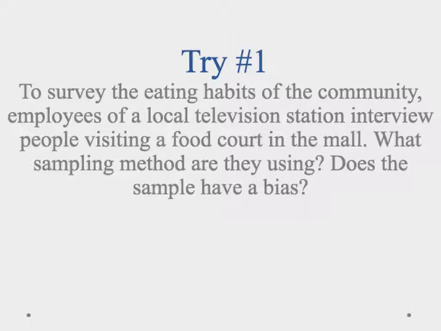All right, so the try. To survey the eating habits of the community, employees of a local television station interview people visiting a food court in the mall. What sampling method are they using? Does the sample have bias? So in this case, they're using convenience because they're conveniently picking people. And regarding whether it has bias or not, most likely it is biased because those people are actually at a food location, so they already have a preference as to maybe what they want to eat, so there would be some type of bias there.